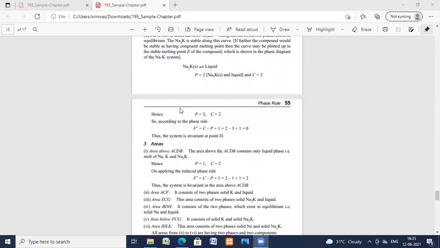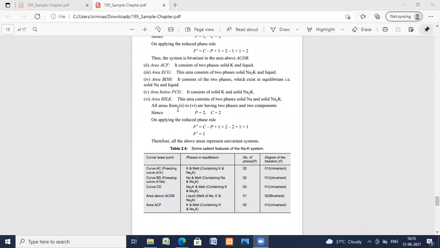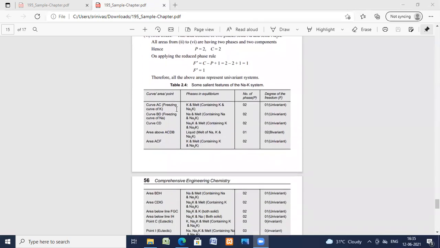You have understood, I hope. Now we'll see the salient features completely in a table. Curve AC is the freezing curve of K. You have potassium and the melt, two phases, univariate.